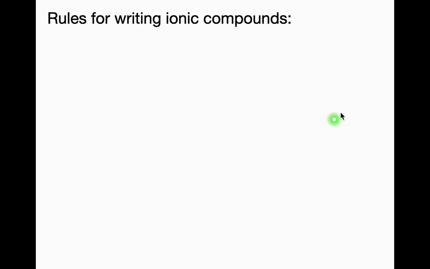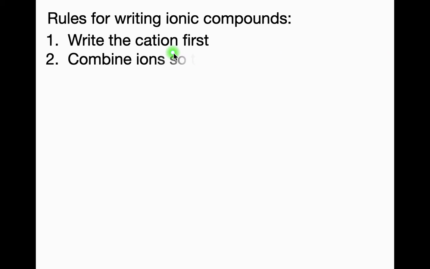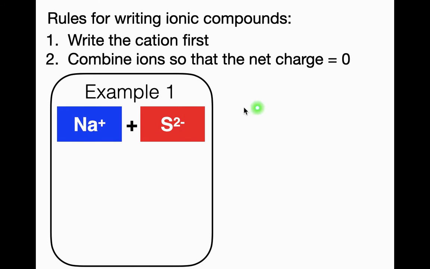Rules for writing ionic compounds. And they're very simple. We always write the cation first, whichever has the positive charge, and then combine the ions, like we just saw, so that the net charge is 0. So let's look at a couple of practice examples here. So we have sodium, the +1, and sulfide with a -2.